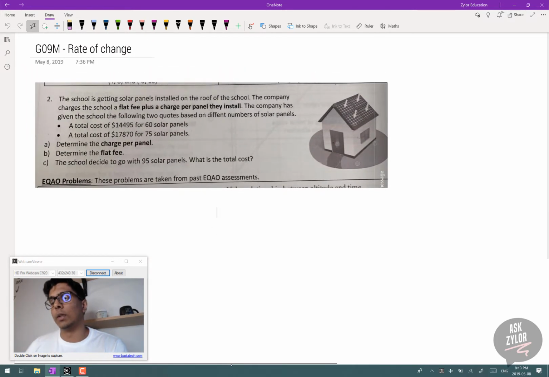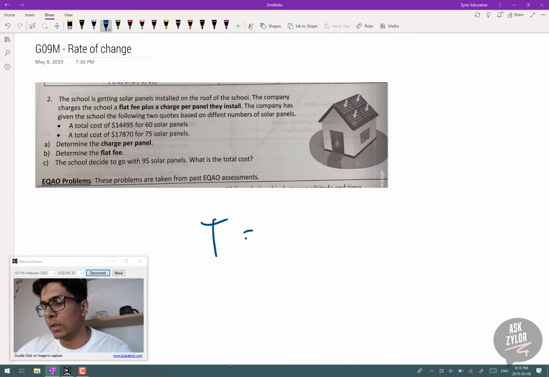So this is dealing with the rate of change. It's still a grade 9 question. So it's telling me the school is getting solar panels installed on the roof of the school. The company charges the school a flat fee plus a charge per panel. The total cost of $14,495 for 60 solar panels, and the total cost of $17,870 for 75 solar panels. They asked me to find the charge per panel and determine the flat fee.